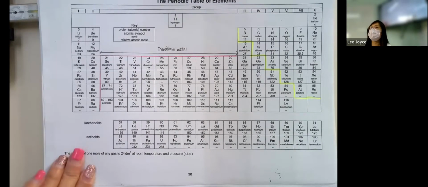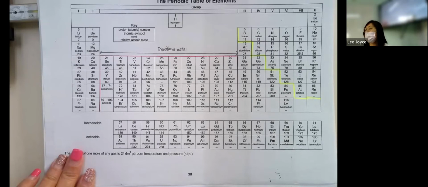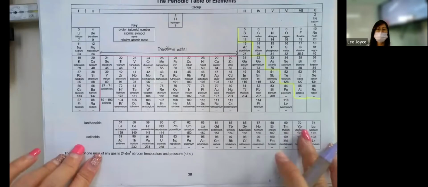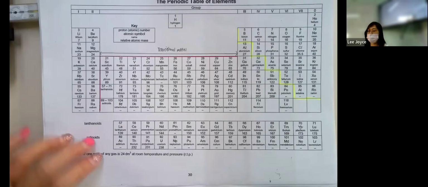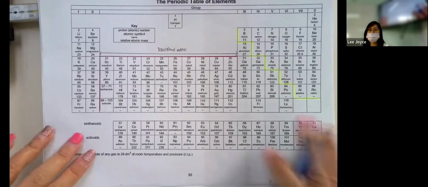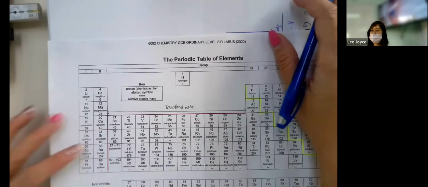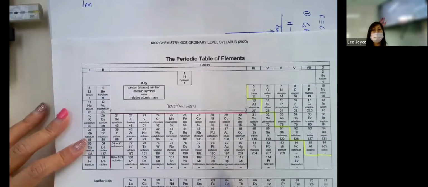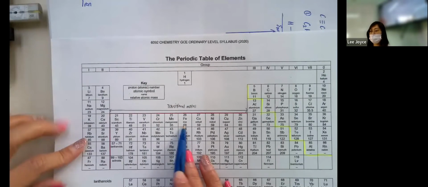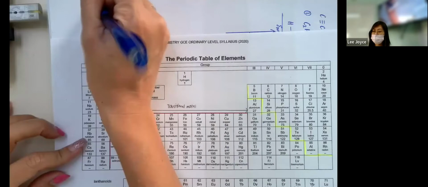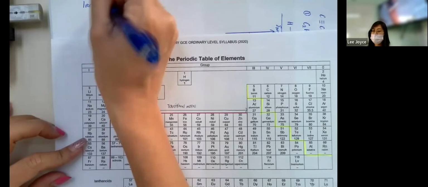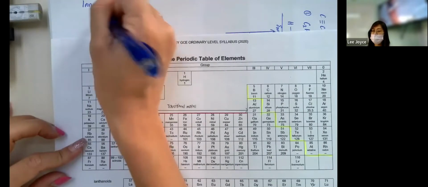your valence shell can have variable numbers. Okay, for example, iron. Okay, I'll give you a brief introduction. Look at iron. Iron is found in this section here, which is Fe. Fe is iron. So this iron, you can have Fe2+ or Fe3+.